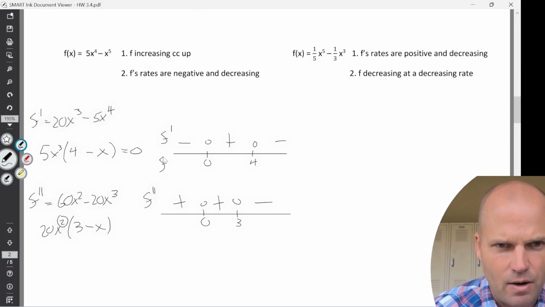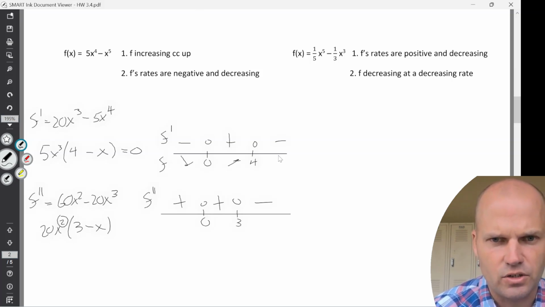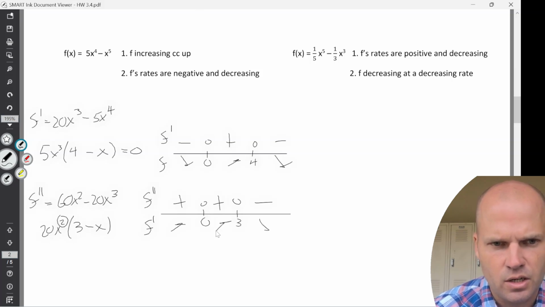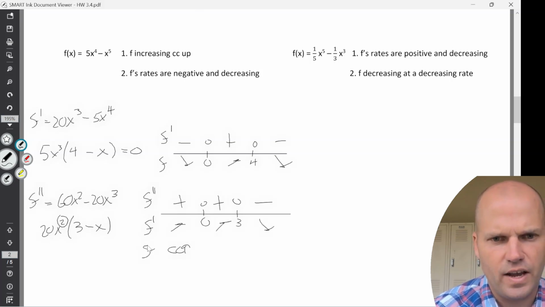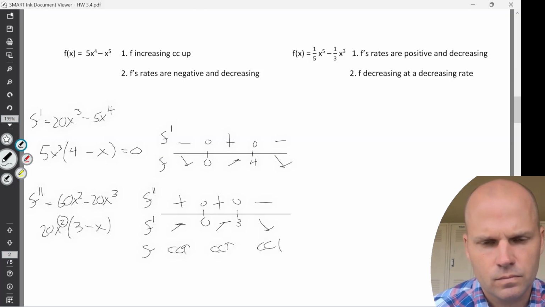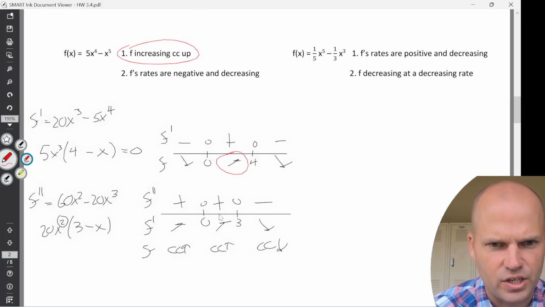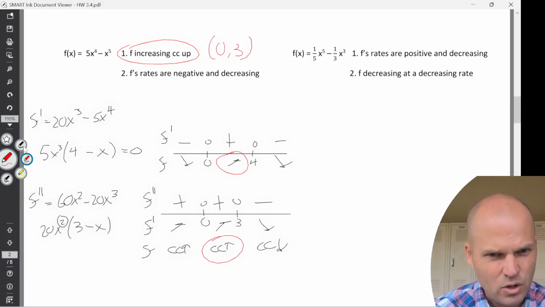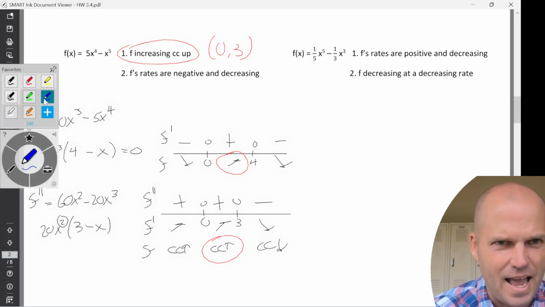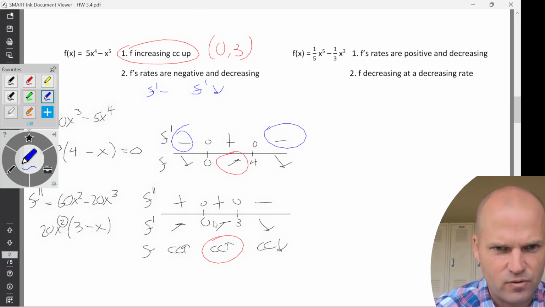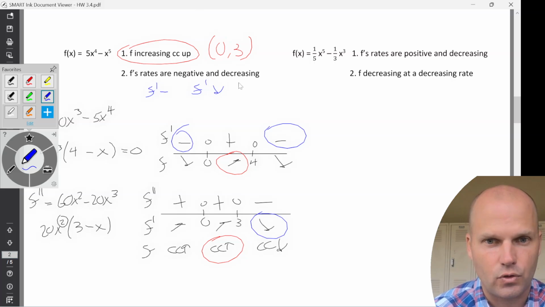All right, so now I know how f is changing, increasing or decreasing. I know how f prime is changing, increasing or decreasing. I know the curvature of f. When is f increasing, concave up? Here's f increasing, here's f concave up. So 0 to 3 is when we overlap. When are f's rates negative? So f's rates negative, f's rates decreasing. I'm looking for f's rates negative, f's rates decreasing, to infinity.